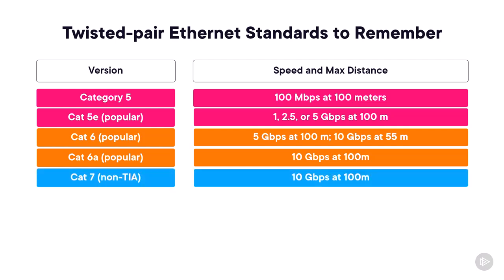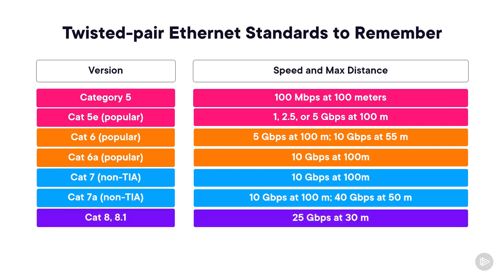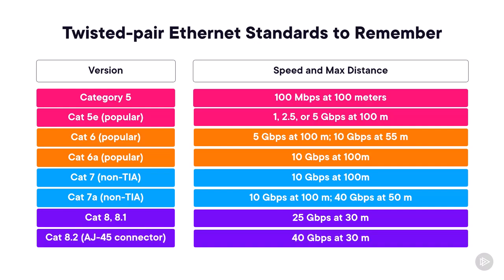Cat7 and 7a were never formally standardized by the Telecommunications Industry Association, or TIA, but you may still need to remember the speed and distance limits. Cat8 and 8.1 are bona fide ratified standards and can do a very fast 25 gigabits per second over the shorter 30-meter distance.